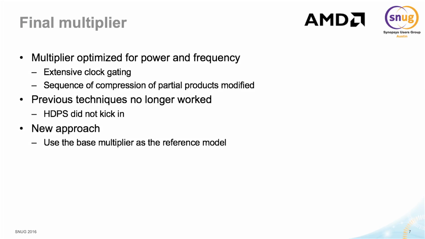Final multiplier was the modified version of base multiplier, and there were two differences between base multiplier and final multiplier. One, final multiplier was optimized for power and performance. Two, the sequence of compression of partial products was different in final multiplier compared to base multiplier. We started with SDPS on final multiplier, but SDPS did not kick in. Then we moved to a sequential equivalence checking approach using the already proven base multiplier as reference model.